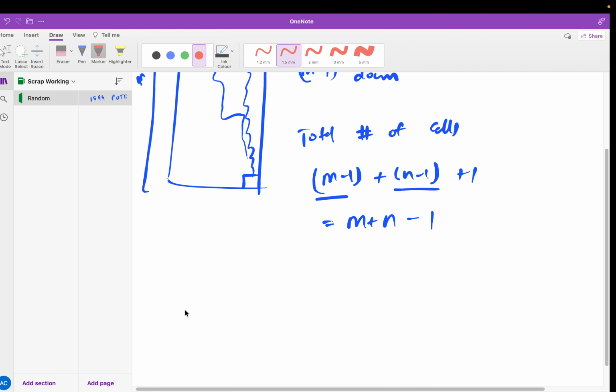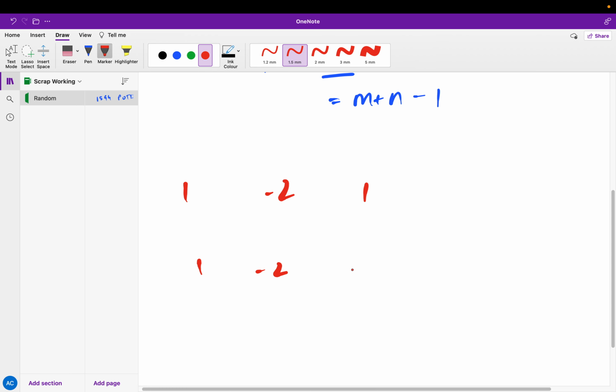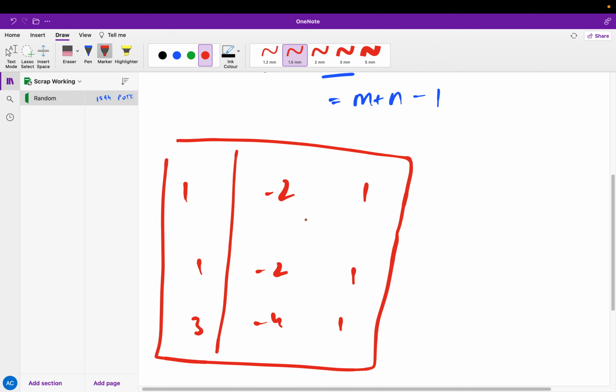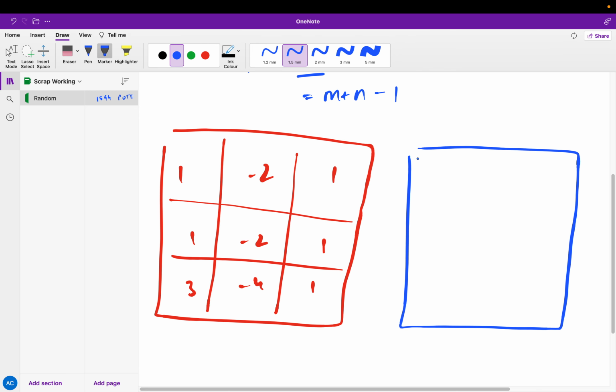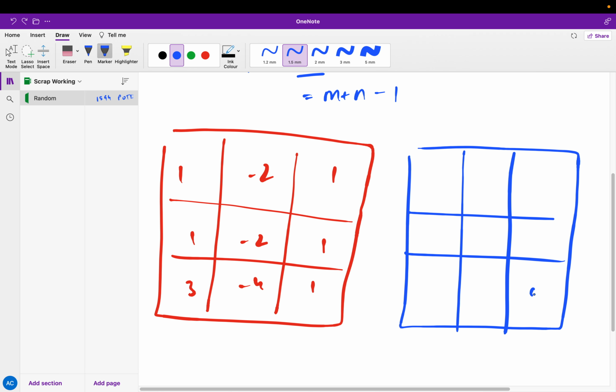I'm not sure. So let me take this example. So what is it? 1, -2, 1, and then 1, negative, same thing. And then 3, negative 4, 1. So if I just lean into this DP idea, it would be some kind of 2D thing. And at each cell, the question being asked is, if that cell was the starting point, what is the maximum product I can make? So starting from down here, if this was my starting cell, what's my biggest product? It's 1, right? Because I would finish here, that's it, 1.